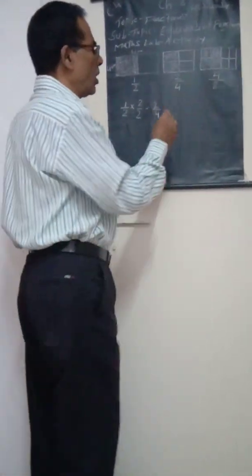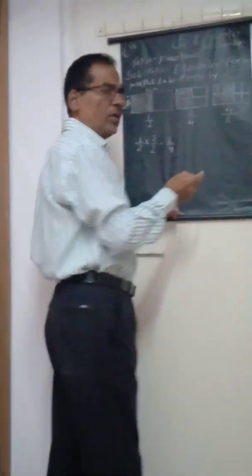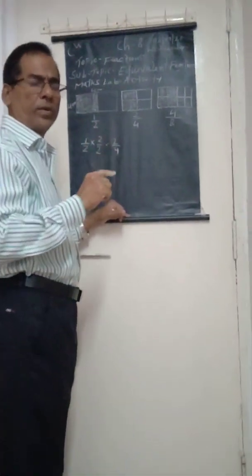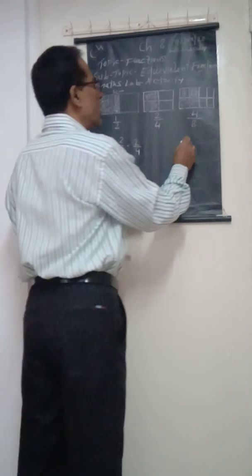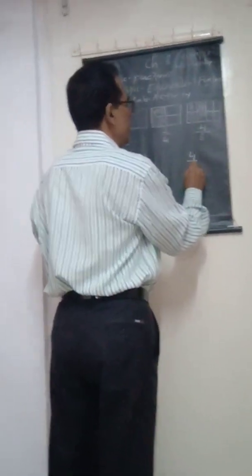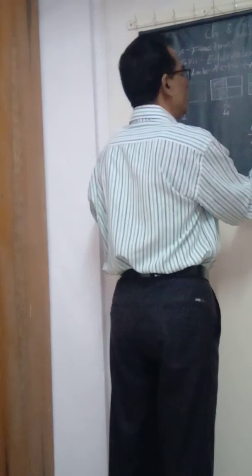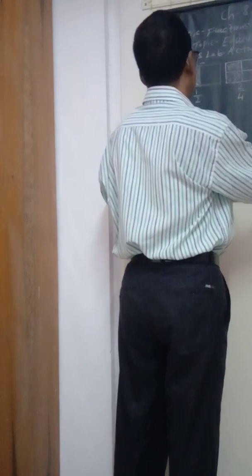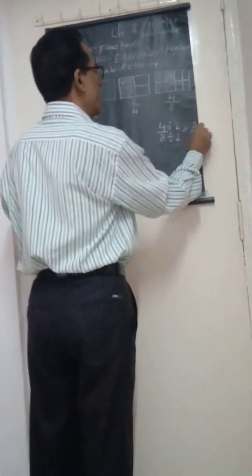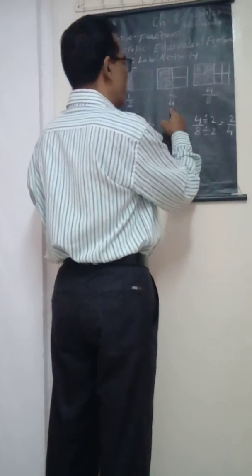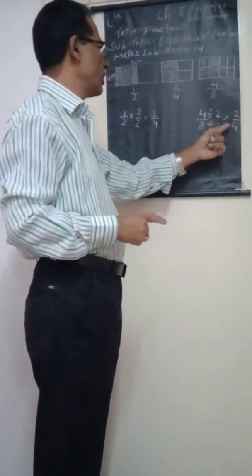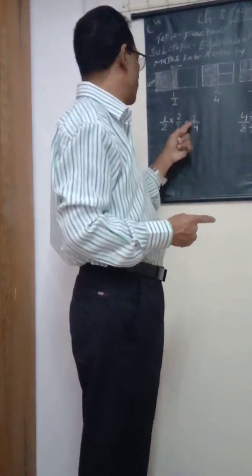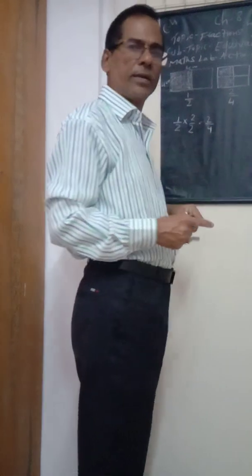As well as, I told you, we can multiply or divide also. If you divide the numerator and denominator with the same number, you will get the equivalent fraction. See, 4 by 8, divide by 2. This one also divide by 2. So here 4 divided by 2 you are getting 2, and 8 divided by 2 is 4. So 2 by 4 and 4 by 8 are also equivalent, and 1 by 2 and 2 by 4 are equivalent.